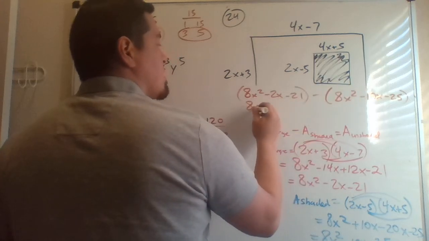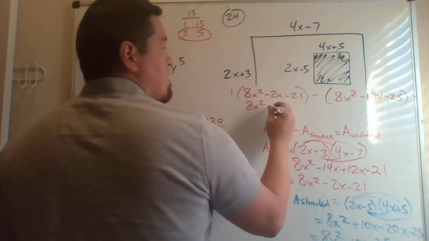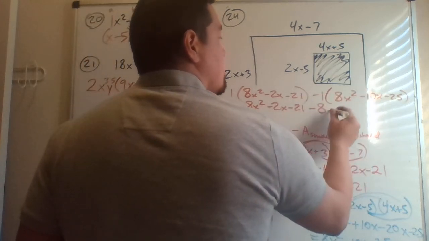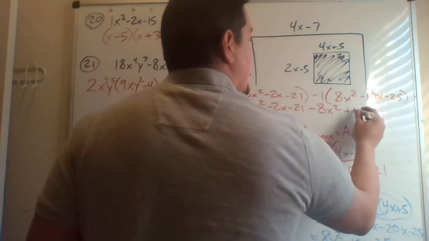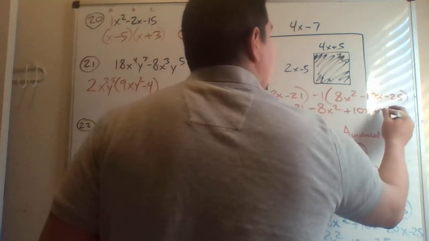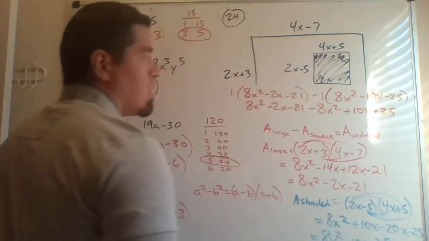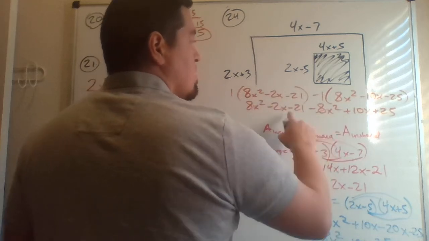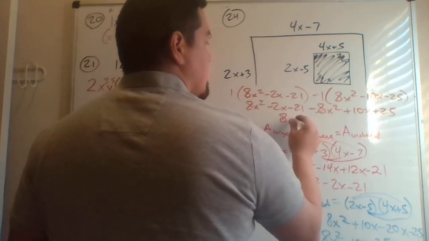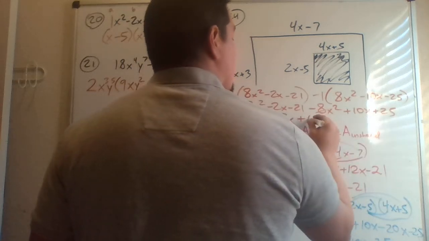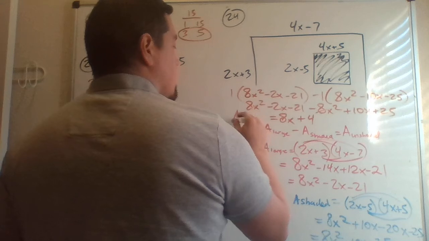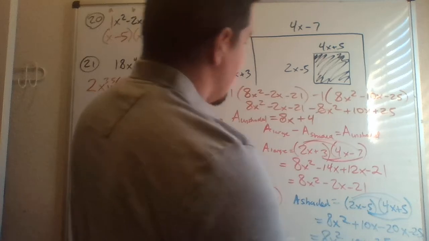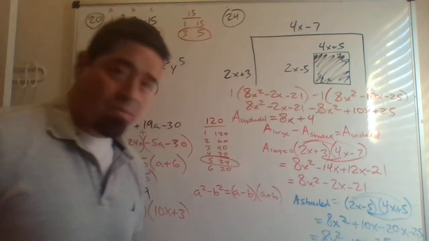So we've kind of seen a problem like this too. And remember I told you the 1 doesn't really matter. It's going to be the same thing. You just lose the parentheses. Over here it's negative 1, so it's going to change it up a little bit. Negative 1 times negative 10, that's positive 10x. Negative 1 times negative 25. All that happens over here is the signs change. We'll simplify. The 8x squared minus 8x squared goes away. Negative 2x plus 10x is 8x. Negative 21 plus 25 is 4. So the area of the unshaded is 8x plus 4. That's the area of the large rectangle minus the area of the small rectangle.